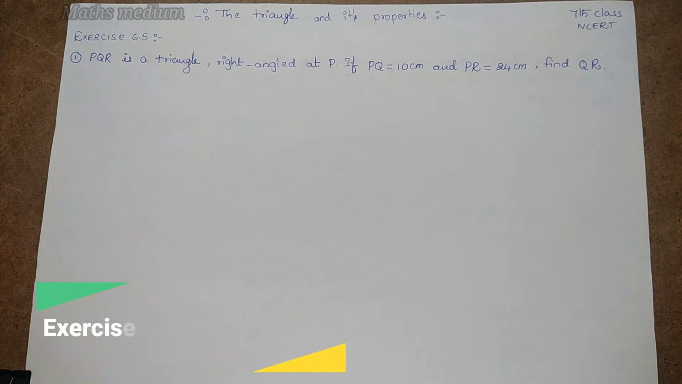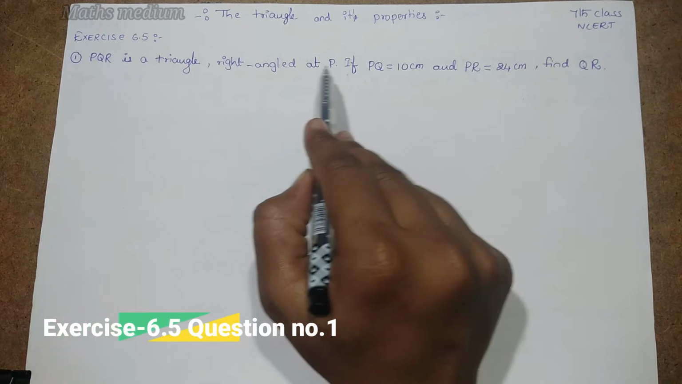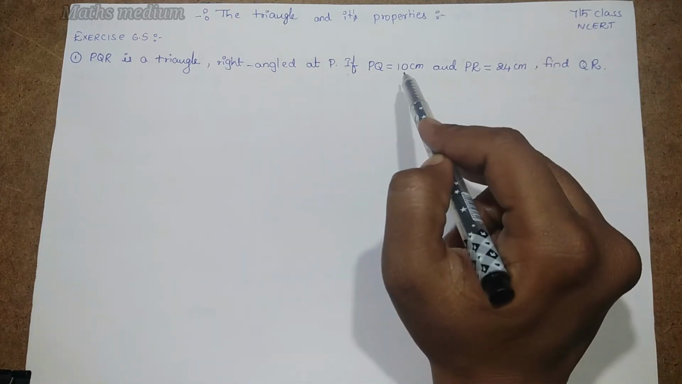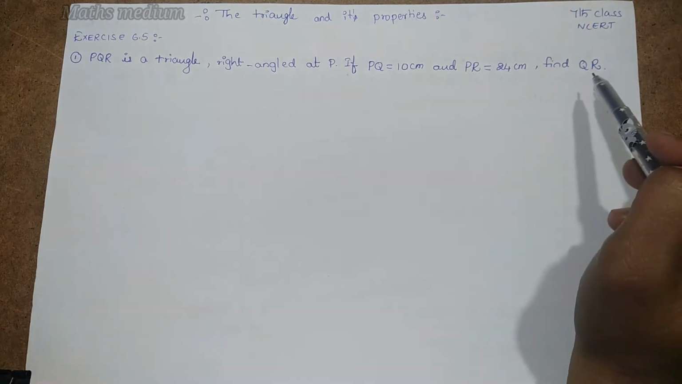Today I came with exercise 6.5 from the Triangle and its Properties, 7th class NCERT. Question number 1. PQR is a triangle, right angle at P. If PQ is equal to 10 centimeters and PR is equal to 24 centimeters, find QR.